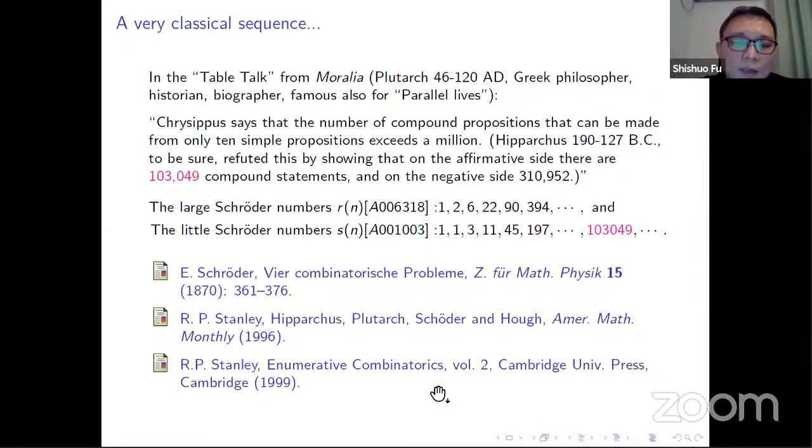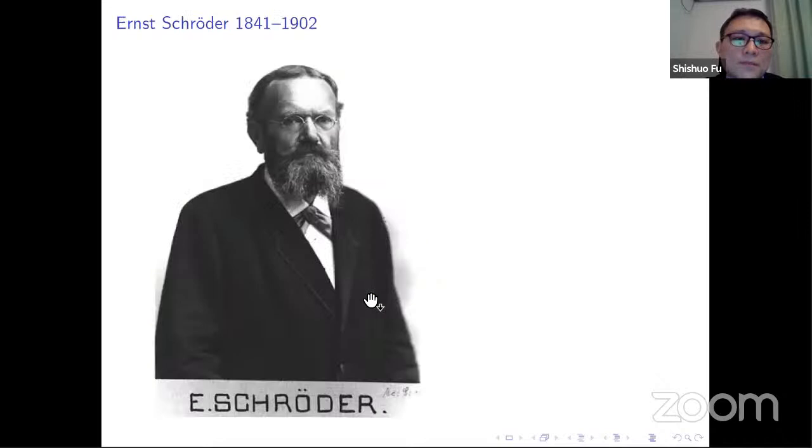A serious study of these Schroeder numbers was begun by the German mathematician Schroeder, which is why they are called Schroeder numbers. I don't know how to read the title, but I guess it means four combinatorial problems. In his paper, the answer to his second combinatorial problem is exactly given by the little Schroeder numbers. Here's a picture of Schroeder taken from Wikipedia.